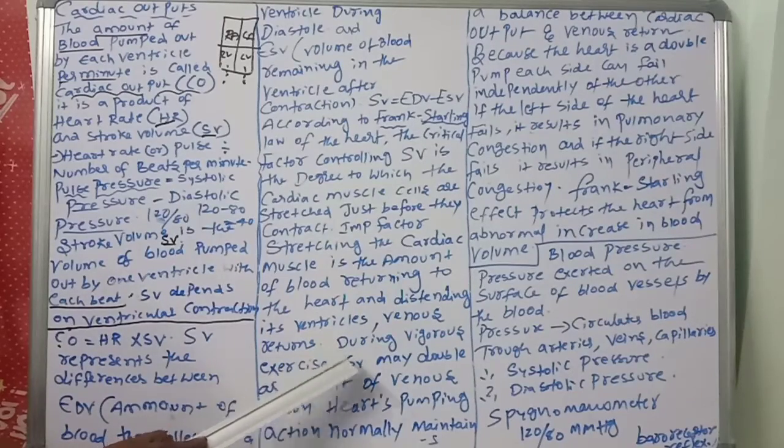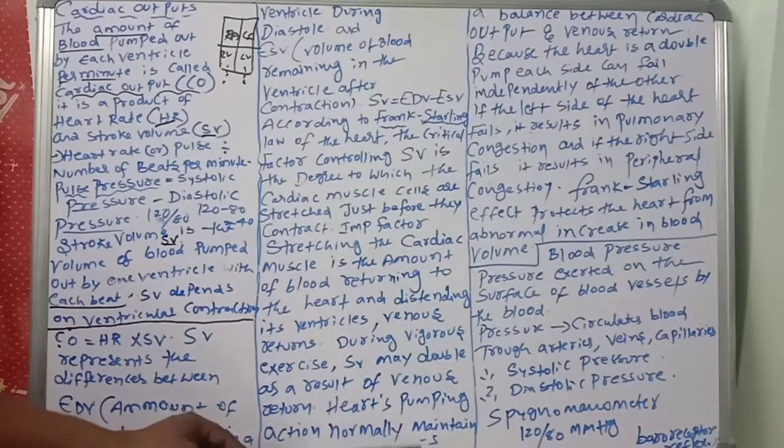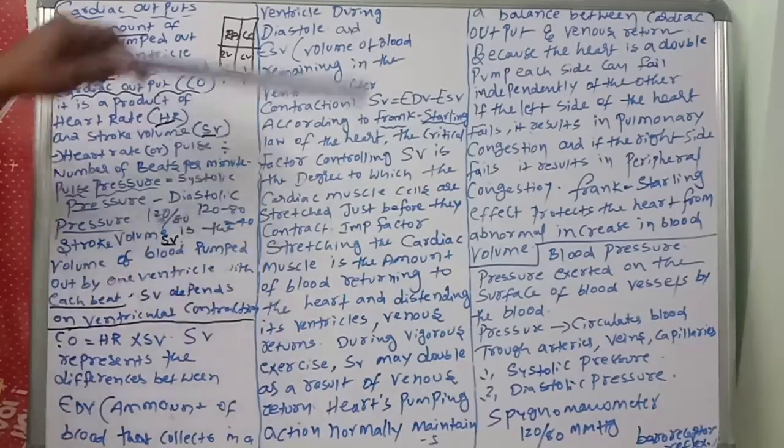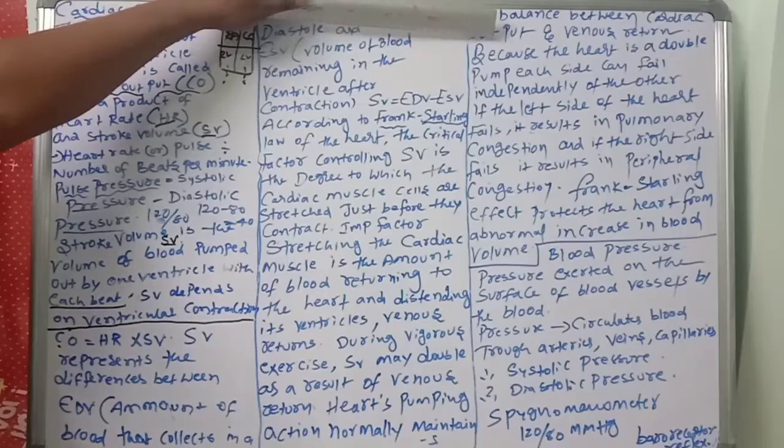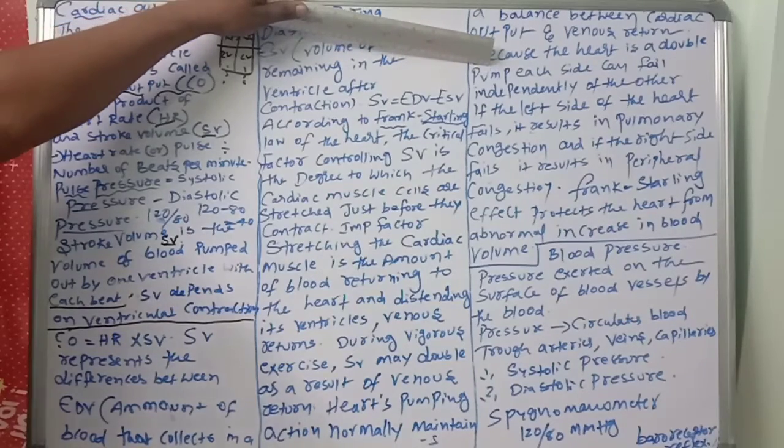This is important. The heart's pumping action normally maintains a balance between cardiac output and venous return. Cardiac output, and venous means venous blood, deoxygenated blood returning. Because the heart is a double pump, each side can fail independently of the other.